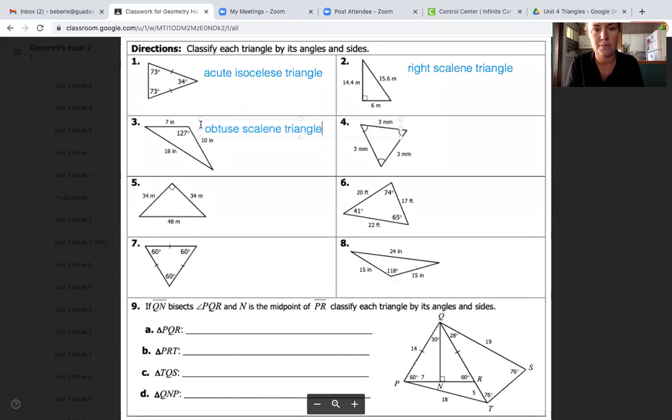Perfect. What do we notice about question 4? This is one of those ones that I like to consider kind of special. It has the same number for each side. Yeah. So it's equiangular. And if something's equiangular, it's automatically equilateral. Okay. So it's an equiangular equilateral triangle. They all go together.